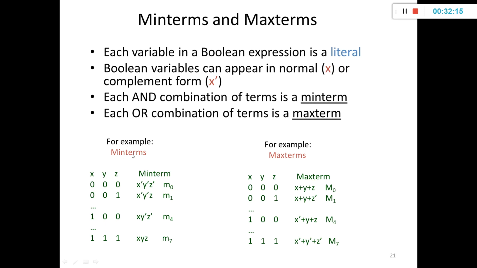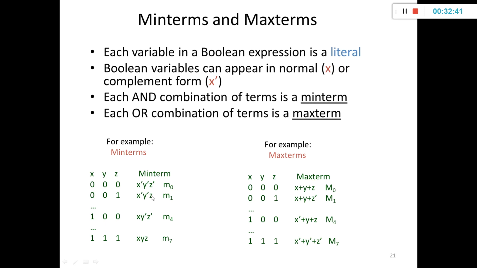For example, see here, it's a min term. We have three literals here: x is a literal, y is a literal, and z is a literal. For 0 0 0, how do you represent it? x bar, y bar, z bar, and the notation for this is m naught. Next, 0 0 1, that is x bar, y bar, z, that is min term 1.